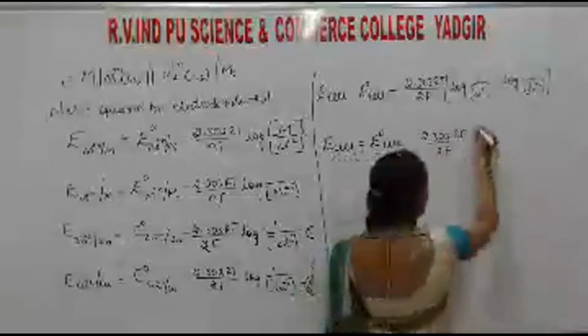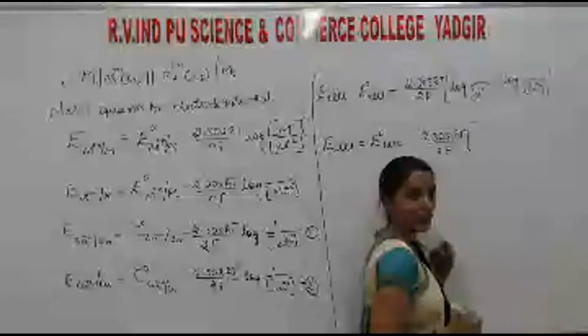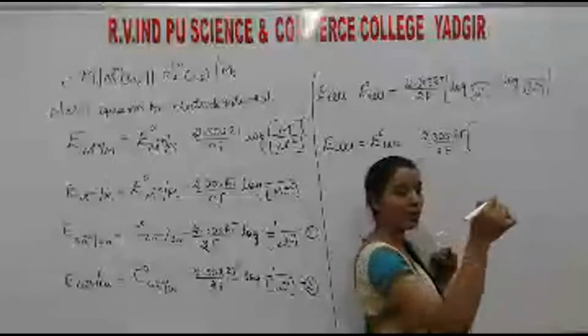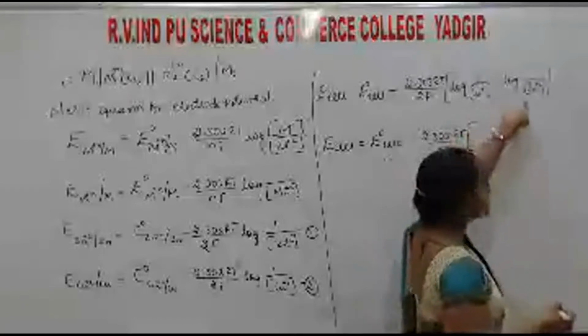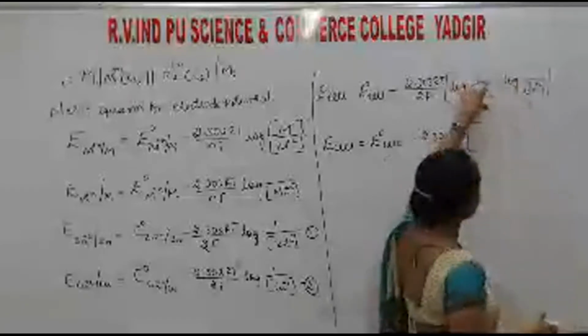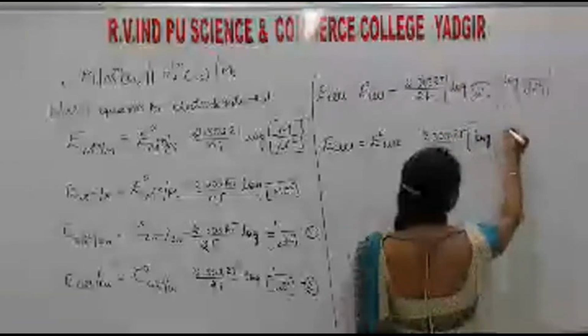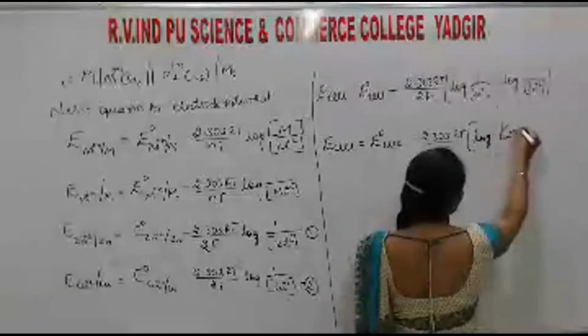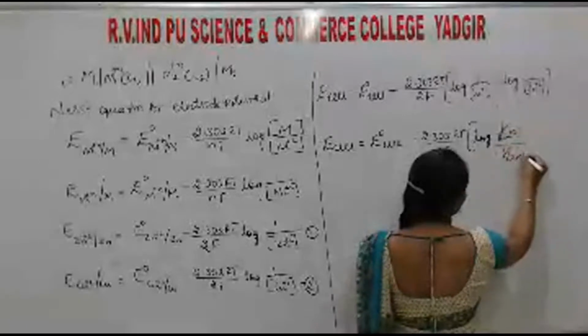Then log m divided by n. Log m minus log n is log m by n. You know, log m minus log n, that is log m divided by n. So log is m values Cu plus 2, n is Zn plus 2.